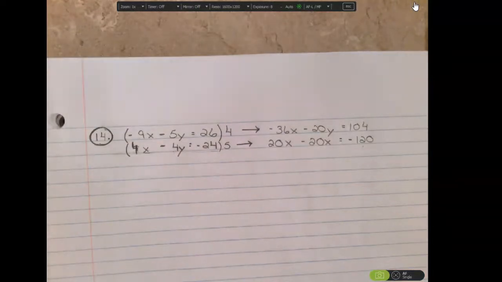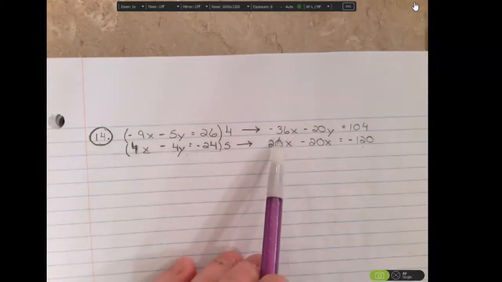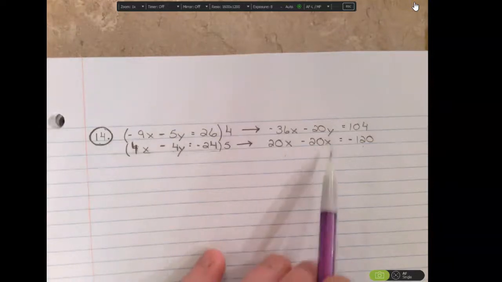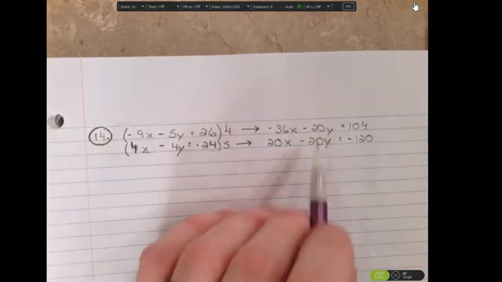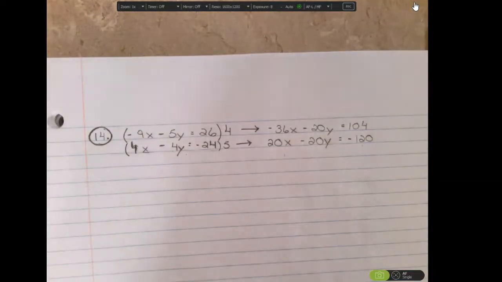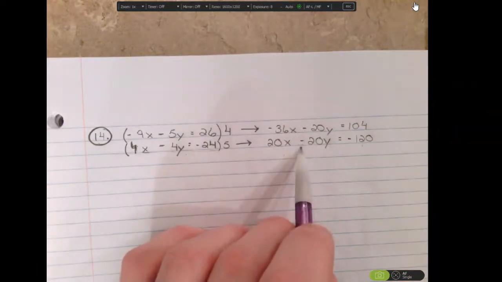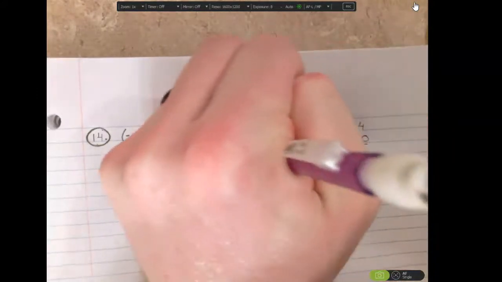Now let's ask myself that same question we start with. Do my x's match? The answer is no. 36 and 20 is not the same. What about my y's? 20 and 20. Yes, those match. So those can be eliminated. Remember your rule. Same sign, subtract. Both of these are a subtraction, so I'm going to subtract the two equations. So let's go through and let's subtract.